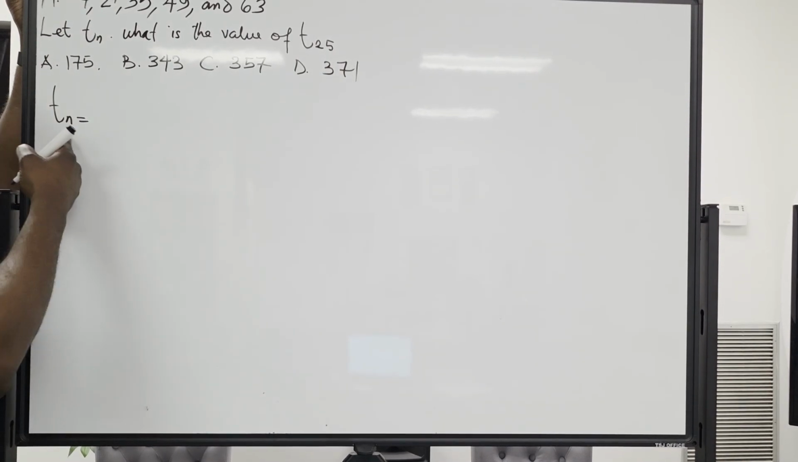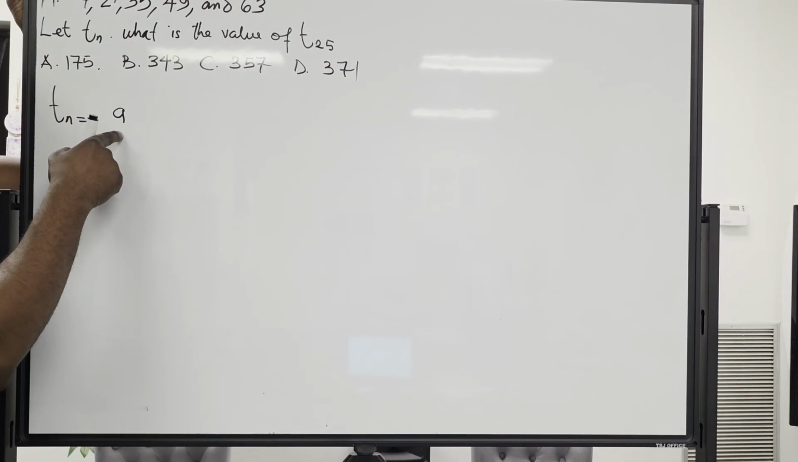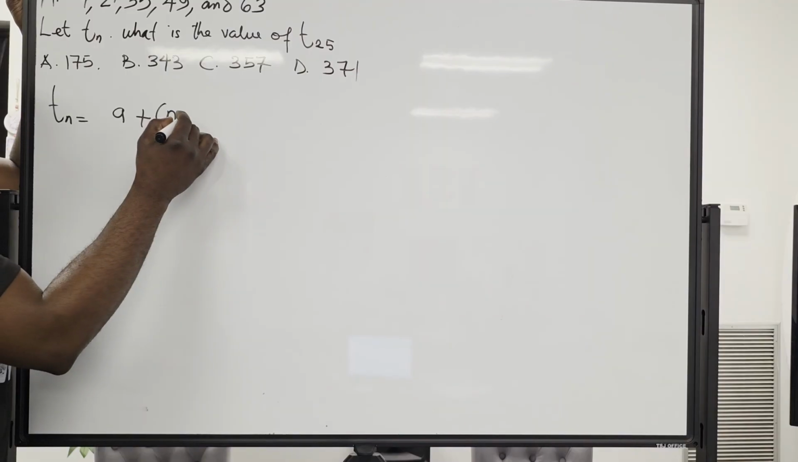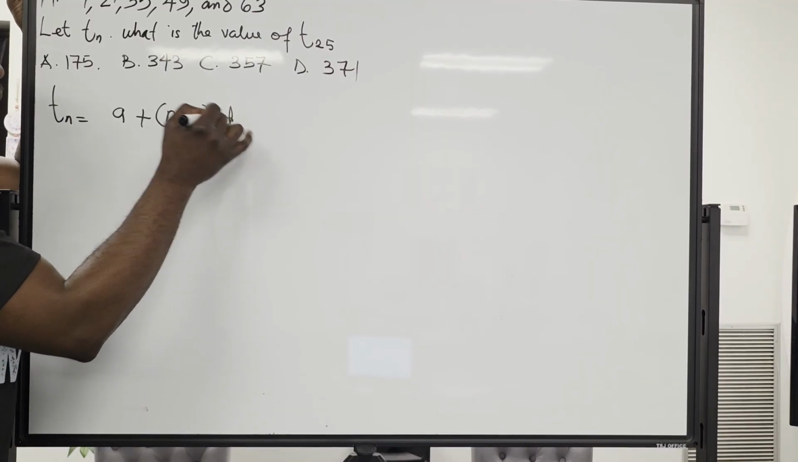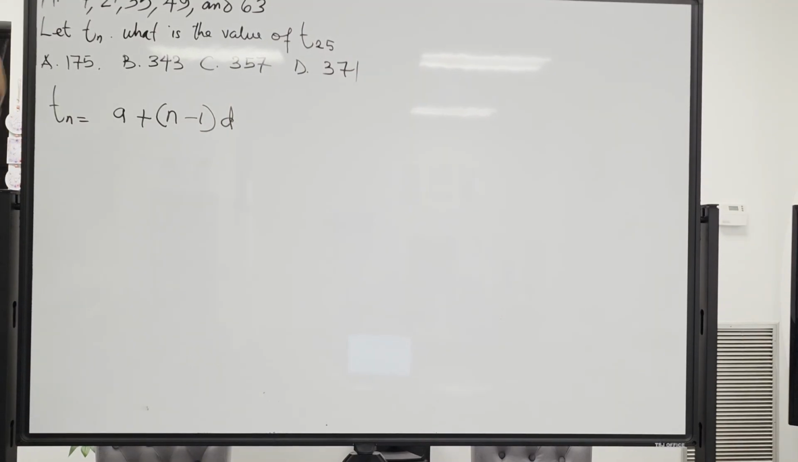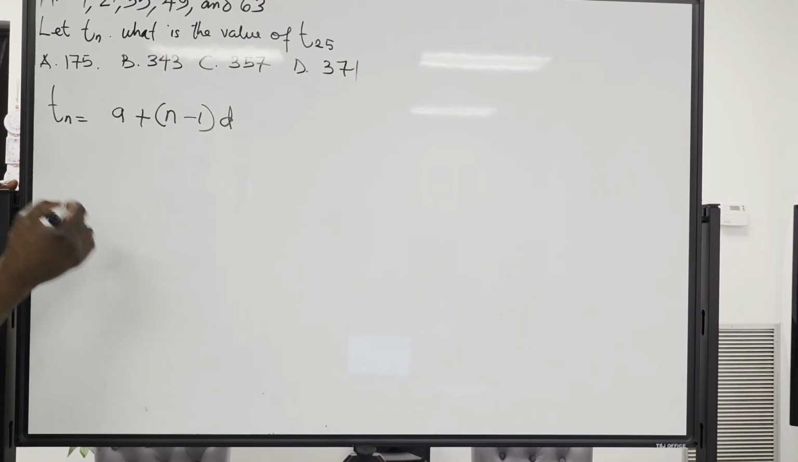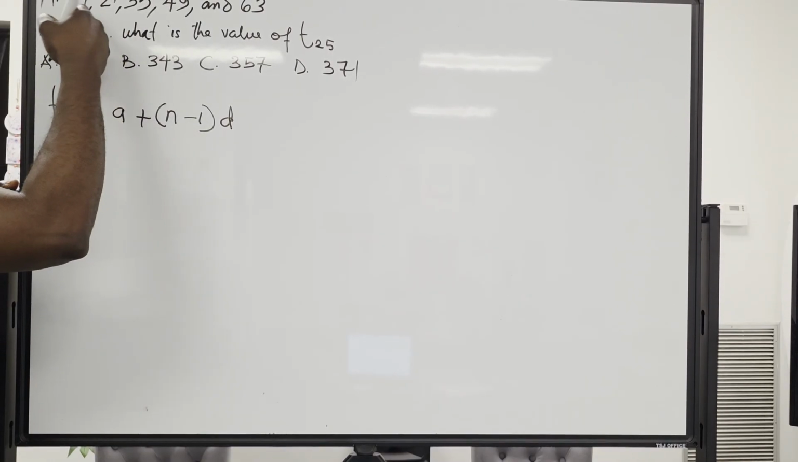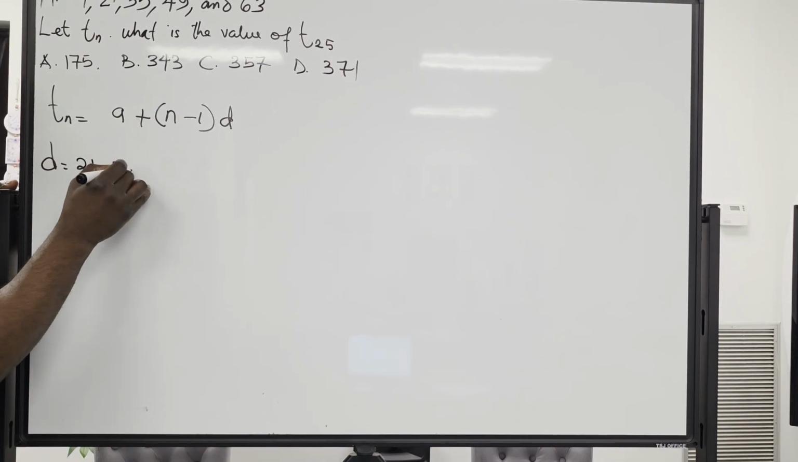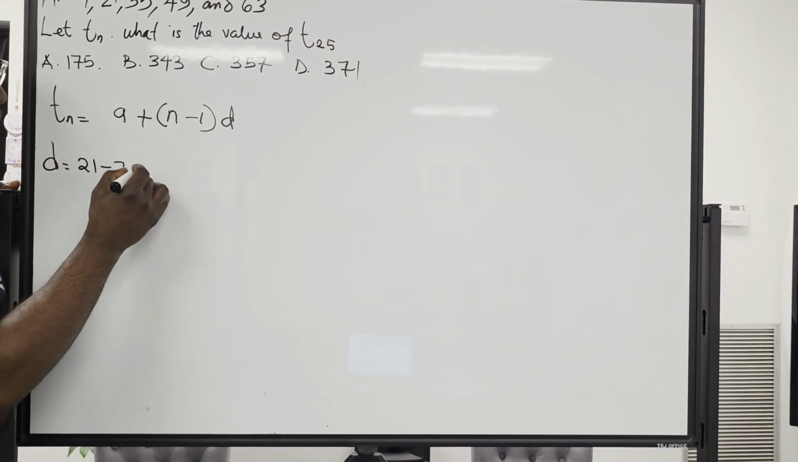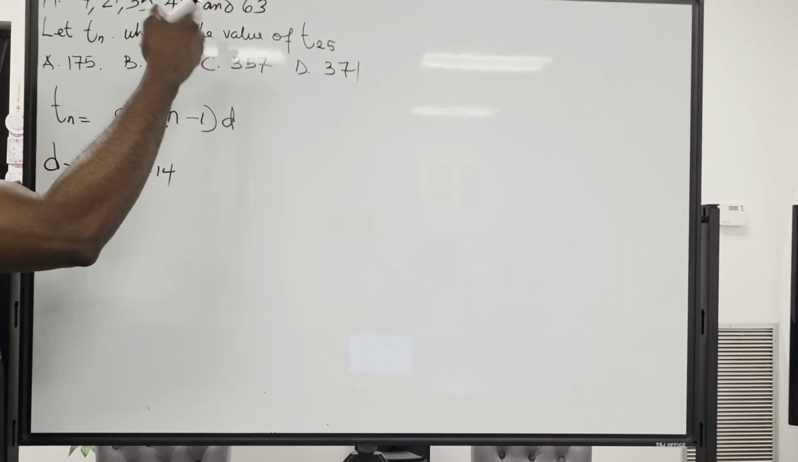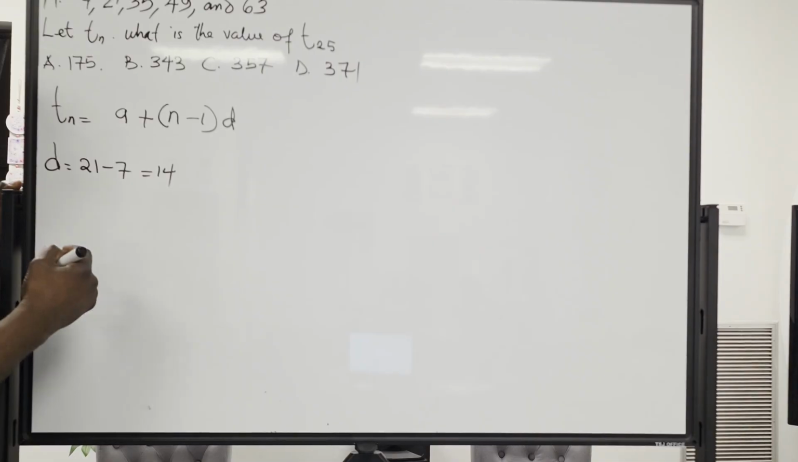You use the equation Tn is equal to A, the first term, plus n, the number of terms, minus 1, times D, the difference between the terms. So let's find what D is. The difference between 21 and 7, difference means minus. 21 minus 7 is 14. So D is 14 in this case.